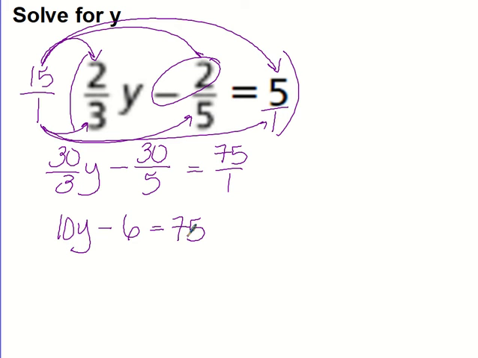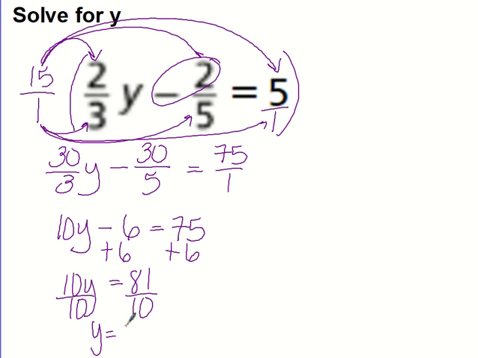So now we solve this like a two-step inverse operations. We always do the adding and subtracting first. So I'm going to add 6. 10y equals 81, divide by 10, and I'm just going to leave it as y equals 81 over 10.